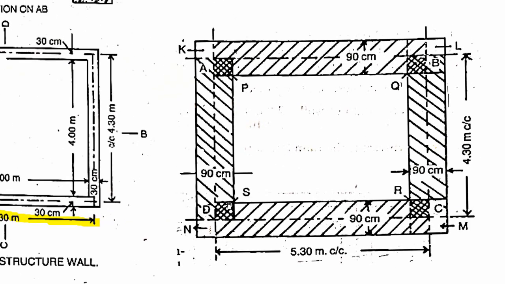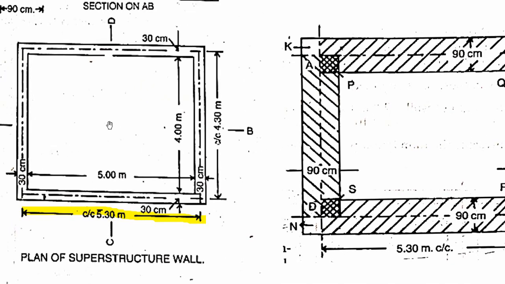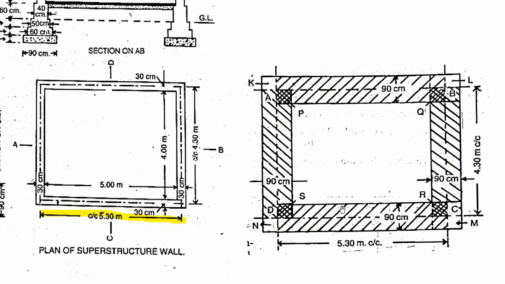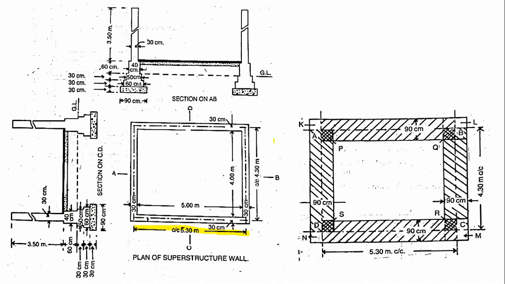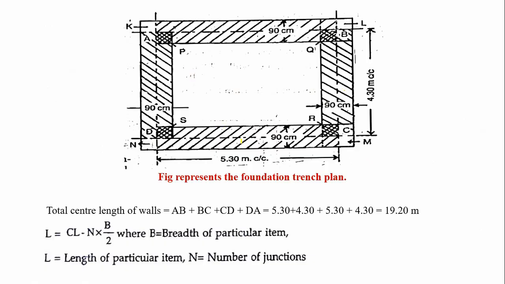Now the same plan of this one room building is shown here. From this point till this point, center to center distance is 5.3 meters. Similarly, in the y direction, the clear distance is 4 meters plus 15 top plus 15 bottom, so this will be 4.3 meters center to center in the y direction. This is the center to center distance of the walls. Next, this figure represents the foundation trench plan.